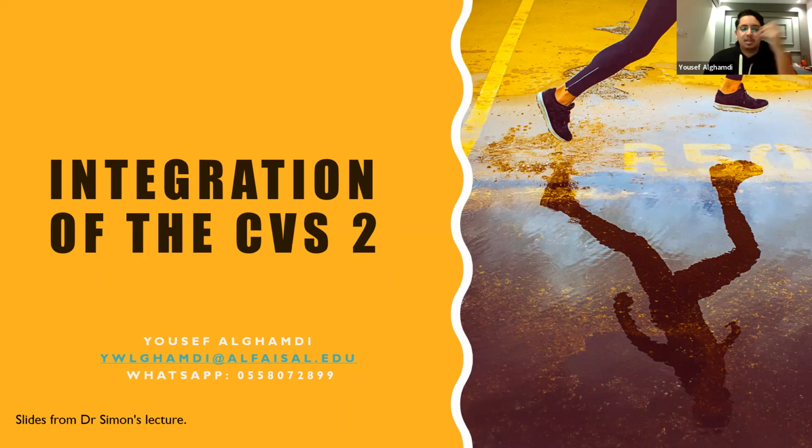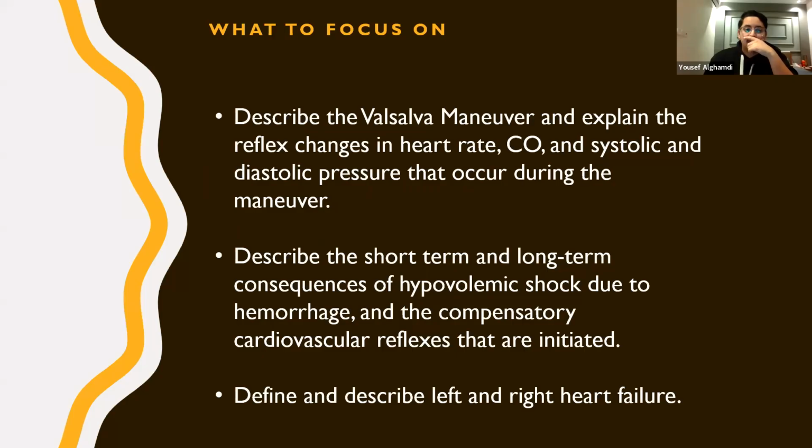Okay, so we'll be talking about the Valsalva maneuver and shock and heart failure. For the Valsalva maneuver, we'll try to explain the reflex changes in heart rate, cardiac output, and systolic and diastolic pressure. For shock, we'll describe the different types of shock and what they mean and how they affect the human body. And we'll describe left versus right heart failure, and diastolic versus systolic heart failure as well.